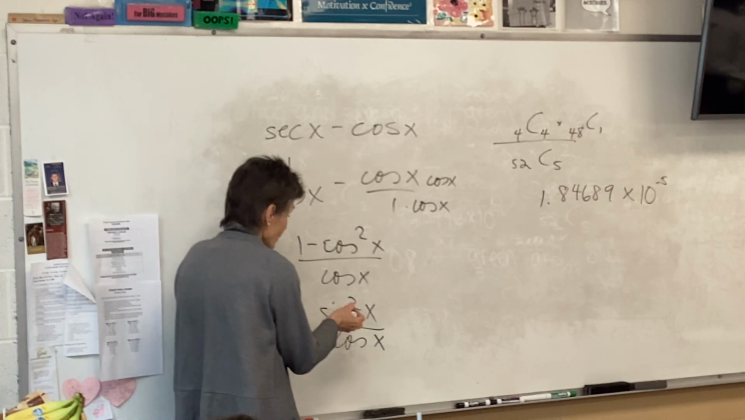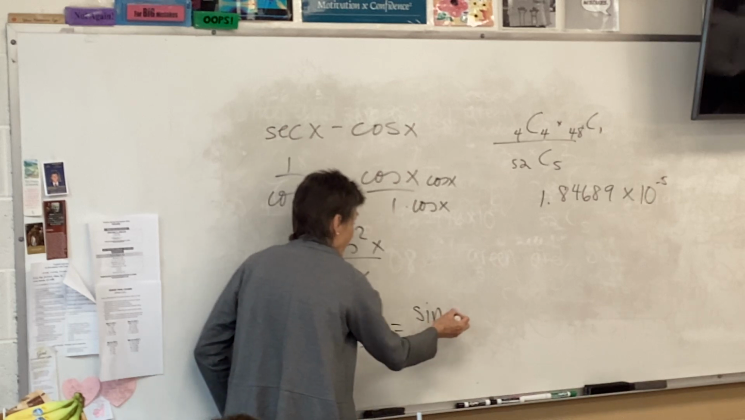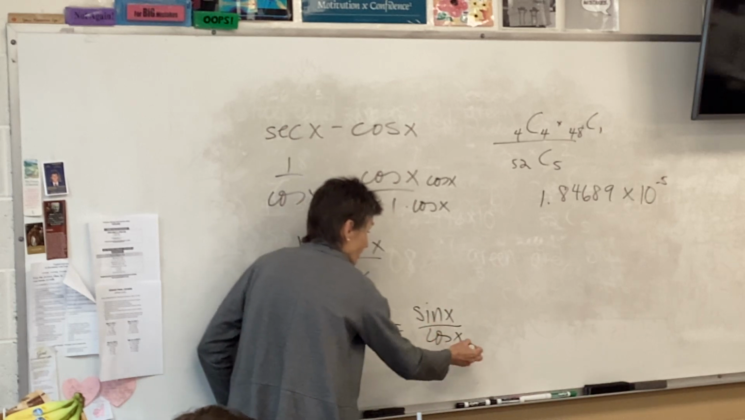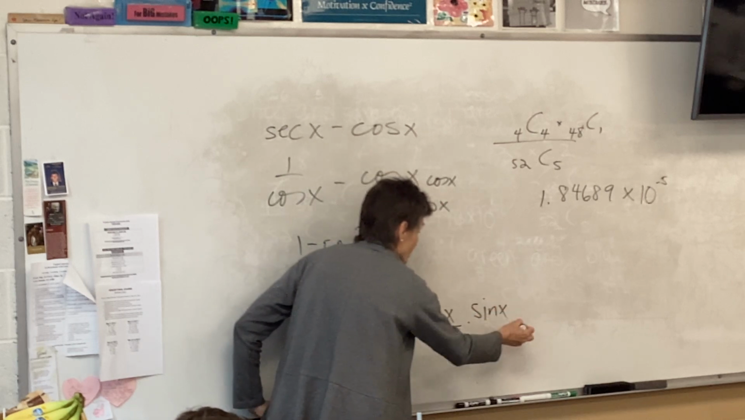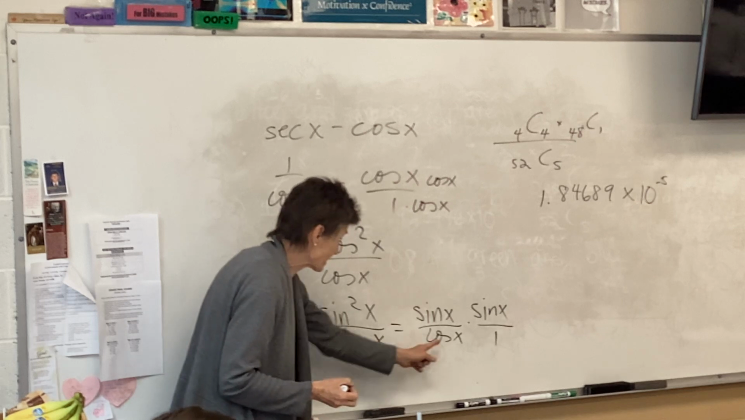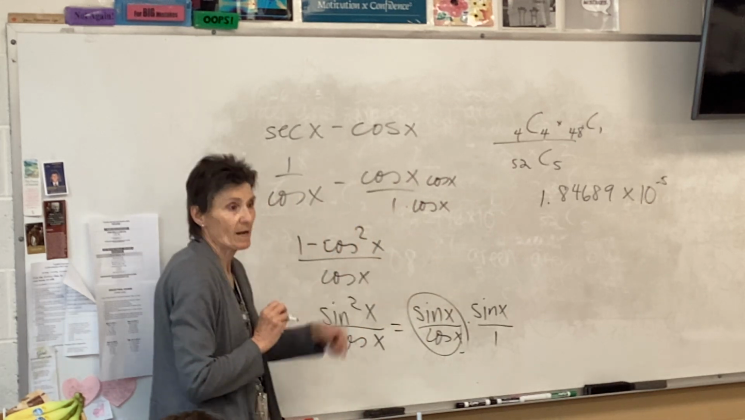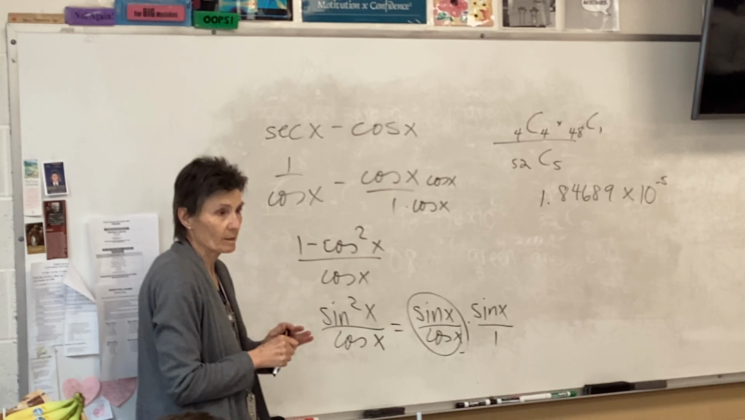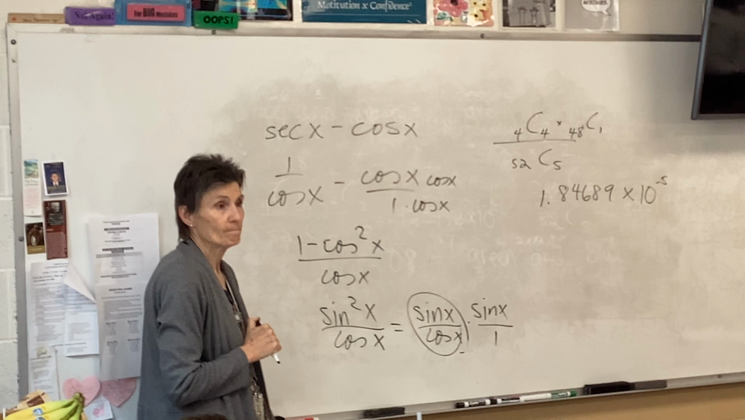Okay, so keep in mind that tangent is sine over cosine. And then I have another sine on top. So if I split this apart, would you agree that's the same thing? But now I have tangent times sine, which is what they wanted. Okay, we all good there?